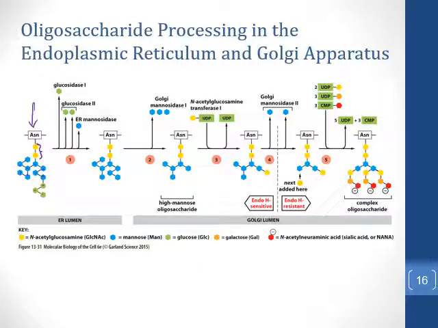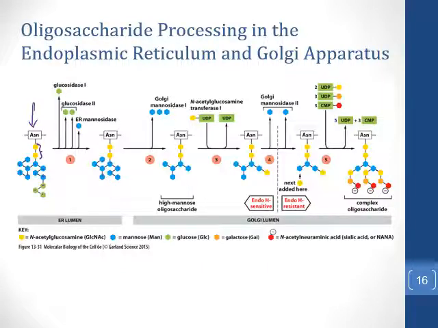So after that event takes place, we're going to clip off those glucoses. There are 2 glucosidases in the ER that are going to remove those glucoses, and we're going to remove one of the mannoses. So those modifications take place in the ER. So what we're left with is 2 N-acetylglucosamines and 8 mannoses. 1, 2, 3, 4, 5, 6, 7, 8.